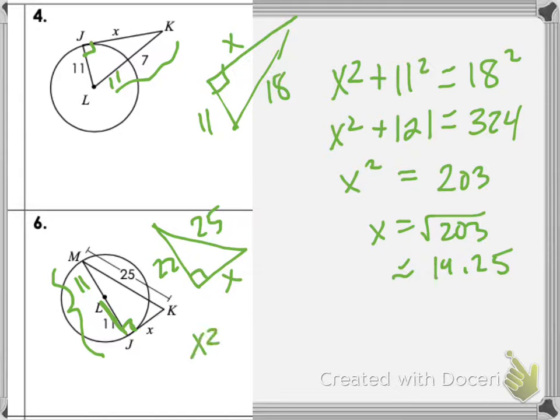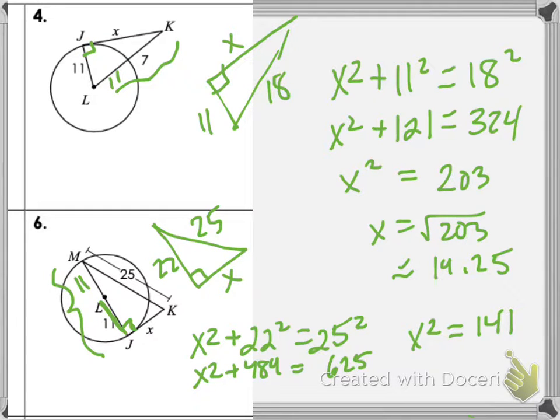So we'll do leg squared plus leg squared is hypotenuse squared. Okay, so 22 squared is 484. 25 squared is 625. Subtract 484 from 625. We get x squared is 141. So x is the square root of 141, or about 11.87. Let's call it 11.9.